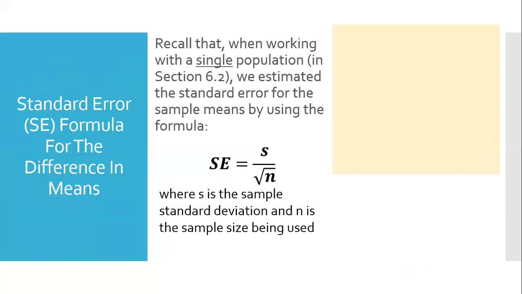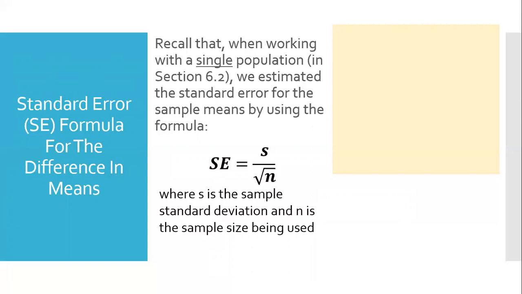Now, you may recall that when we were working with a single population mean in section 6.2, we estimated the standard error for the sample means using the formula that standard error was a sample standard deviation s divided by the square root of the sample size n. And that was the formula that we used when we had a single population mean.